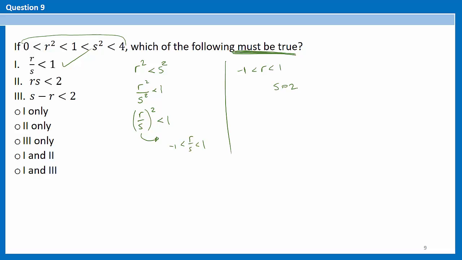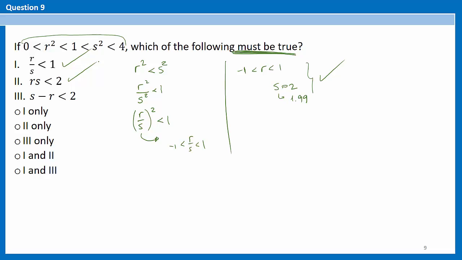Okay. Now, in this case, if s is very, very close to 2 and r is a decimal, then if I multiply it by s, it's going to be less, right? If I multiply like 0.9 times, let's call this 1.99, okay, that's going to be less than 1.99 because you're multiplying by something that is less than 1. So r times s is going to be less than 2. In the most extreme case, it is still going to be true. If it's negative, it's definitely going to be less than 2. So option number 2 is true.